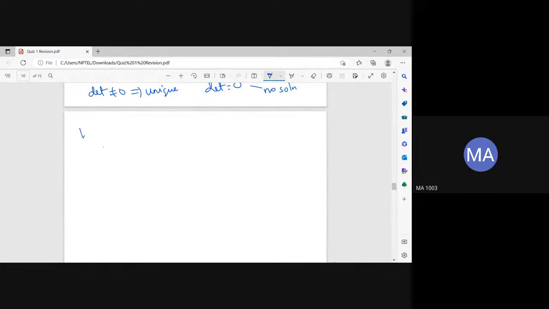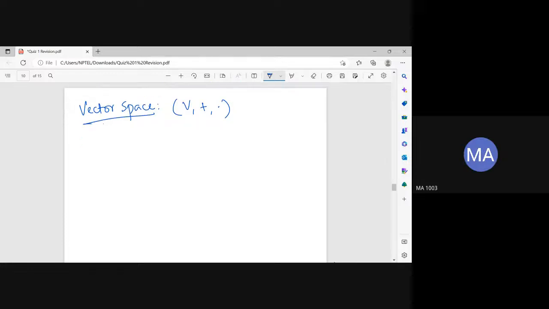Okay. So let's quickly do some vector space. What is a vector space? A vector space is a set along with binary operations, addition and scalar multiplication, satisfying several conditions. So a set along with two operations. Depending on the operation, a set may be a vector space or may not be. The same set may behave differently depending on what the operations are.